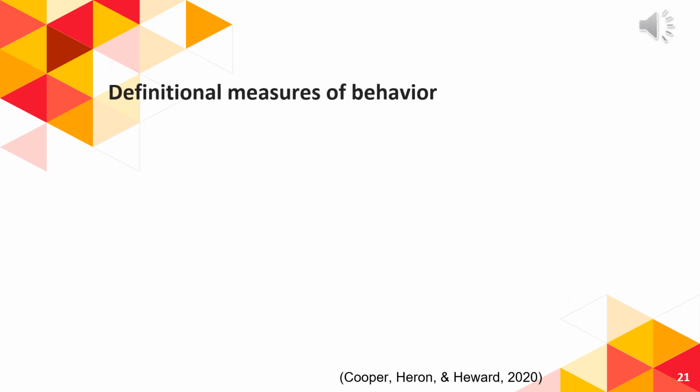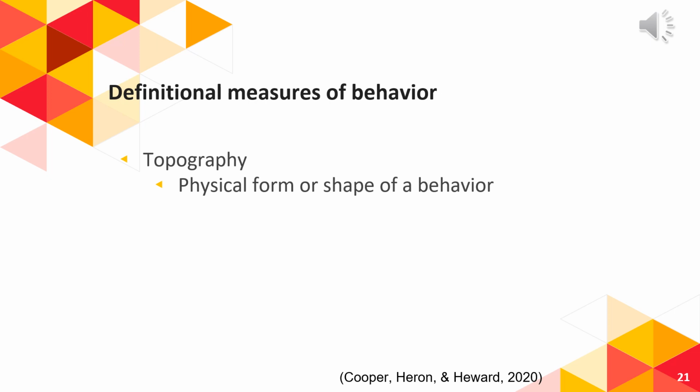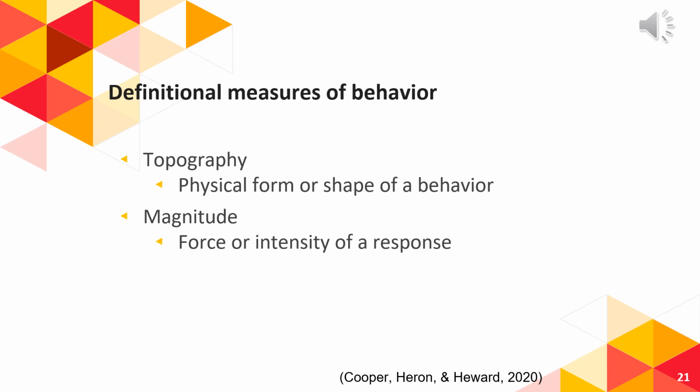There are also two definitional measures of behavior. First, we have topography, which is the physical form or shape of a behavior. And we also have magnitude, which is the force or intensity of a response.